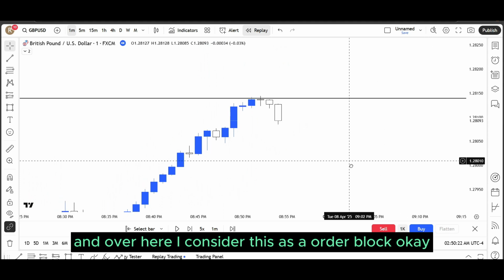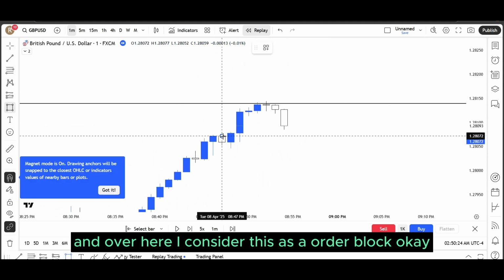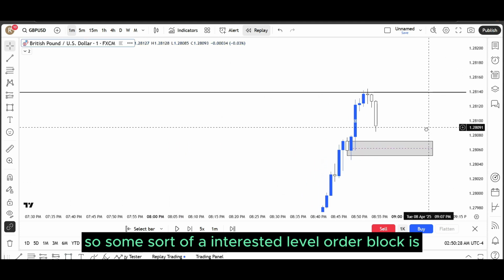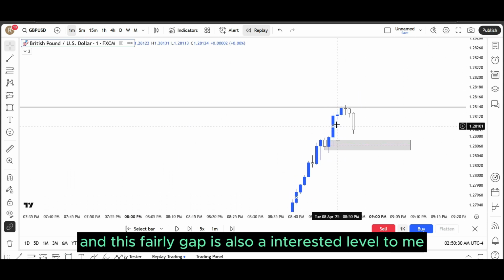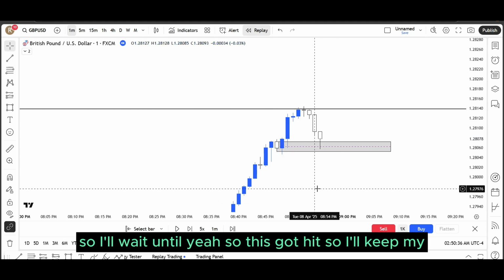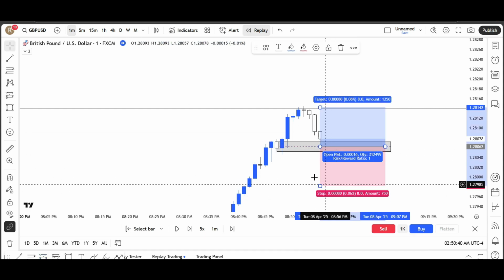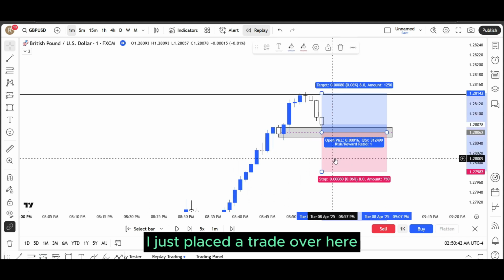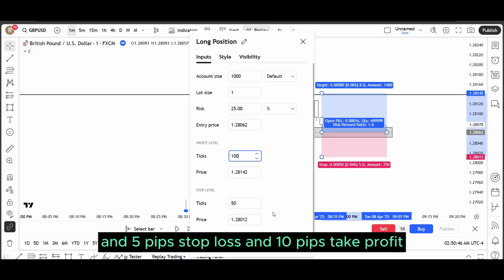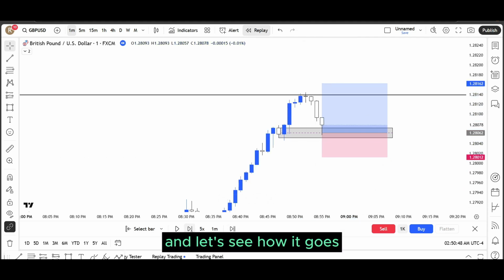And over here I consider this as an order block. Some sort of an interest level, an order block is something like that, and this fair value gap is also an interest level to me. So I'll wait until, yeah, this got hit. So I just place a trade over here, with a 5 pips stop loss and a 10 pips take profit, and let's see how it goes.